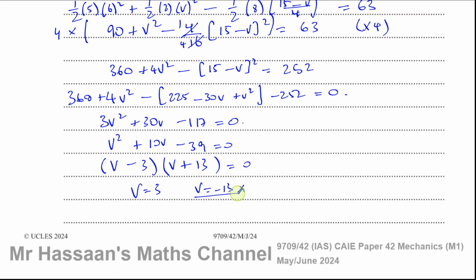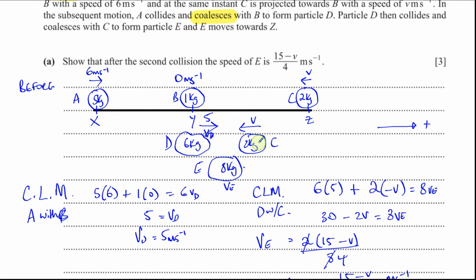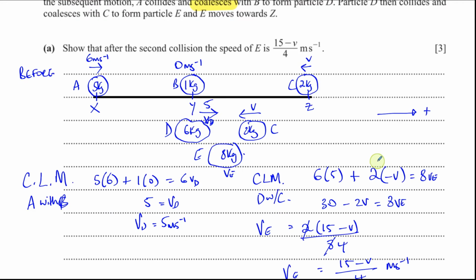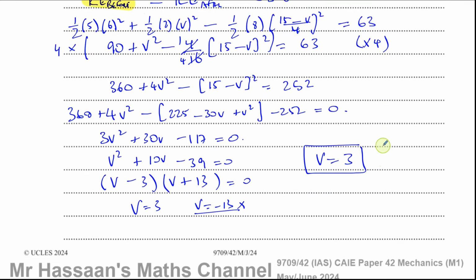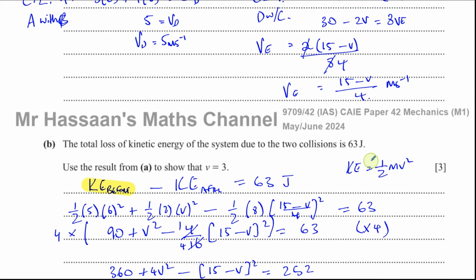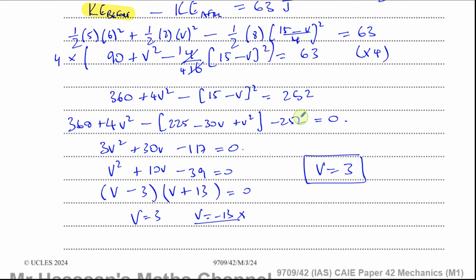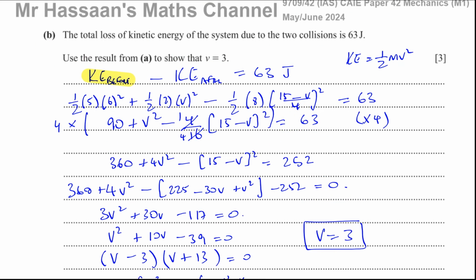You can't have v equals negative 13. So therefore, well, they told us to show that v equals 3. So v is equal to 3. All right, and there's the answer. We know that C is moving towards Z. E is moving towards Z anyway. They told us E moves towards Z, so we've taken that as positive. So it must be in that direction. So V is 3. So we can say the velocity of E is 15 minus 3 over 4, which will be 12. So we can work out now the velocities of these in the situations if we need to, probably in the next part of the question. So there's the answer to part B.